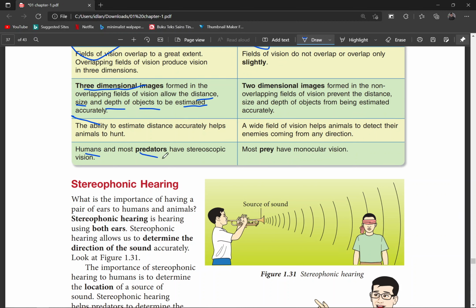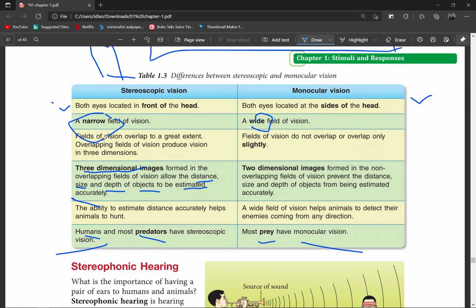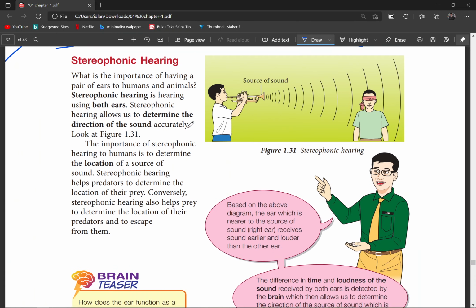Human and most predators have stereoscopic vision. Prey pula have monocular vision. Okay, kena ingat enam benda, wajib ingat. Lepas tu stereophonic. Apa stereo tu? Dua telinga lah, dua pasang telinga. Satu sini, satu sini.